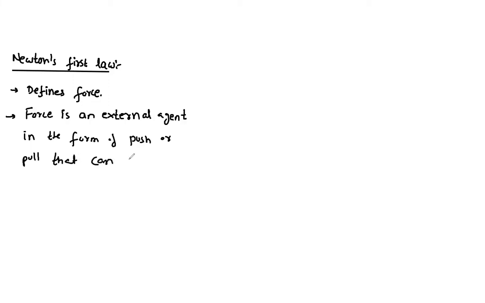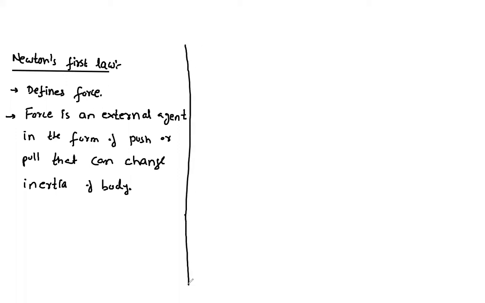that can change the inertia of a body. So it's an external agent in the form of a push or pull that can change the inertia of a body. So this is the definition of force. Force is an external agent which can change the inertia. Let's see some examples. We will see examples of the types of inertia separately.